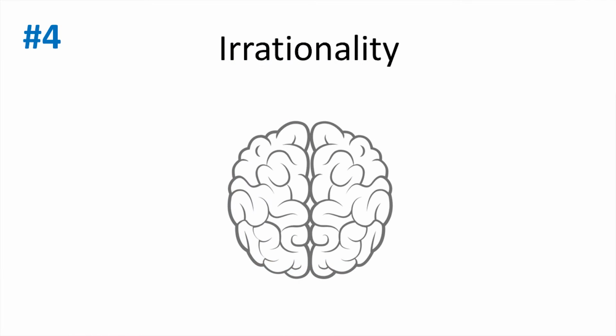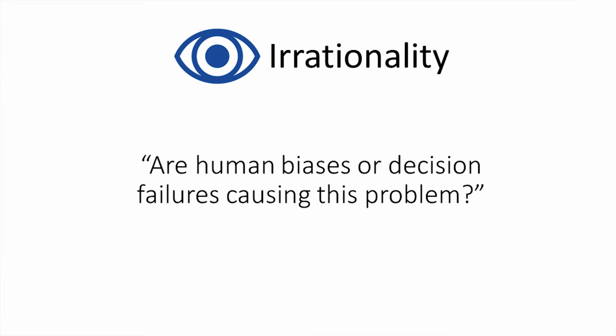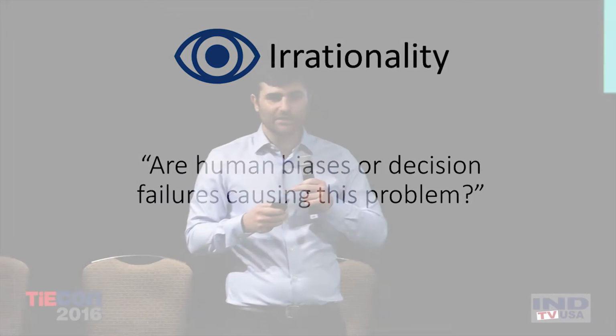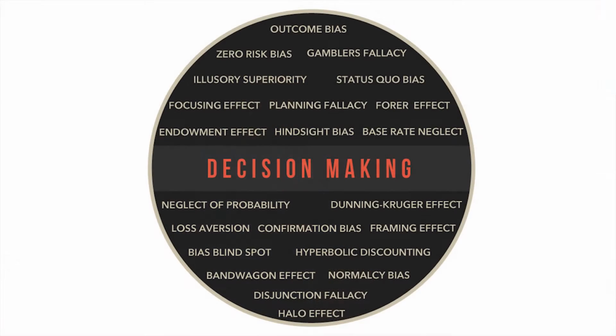And this brings us to the last I, irrationality. So here you ask the question, are human biases or decision-making failures causing this problem? Now, the way that our minds work is that we don't take into account all information in a situation. We don't calculate every single possibility. Our minds use shortcuts, simple heuristics to make decisions. It's actually known that there are more than 20 different biases that affect our decision-making, sometimes to a great detriment.